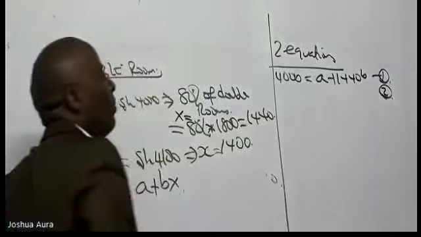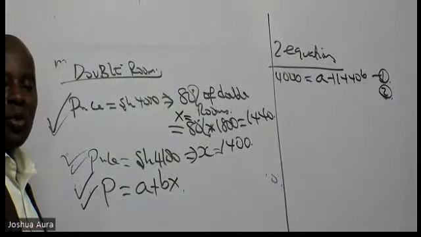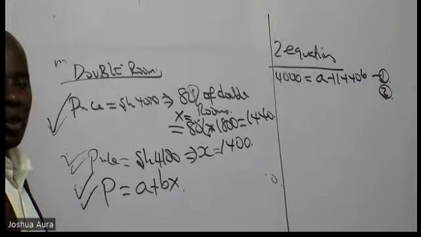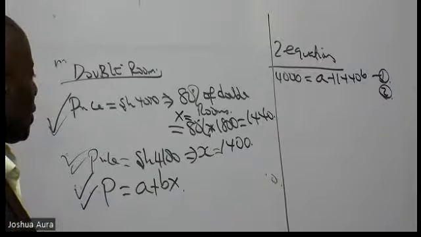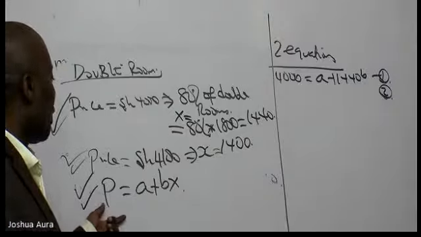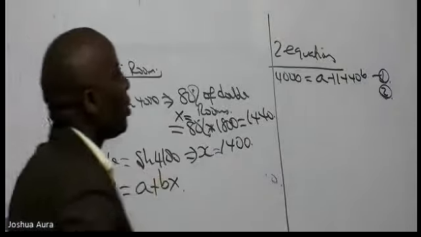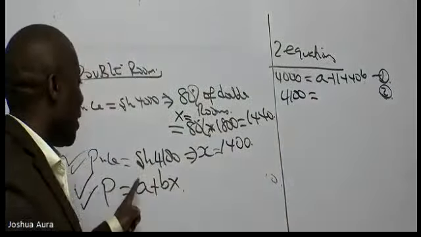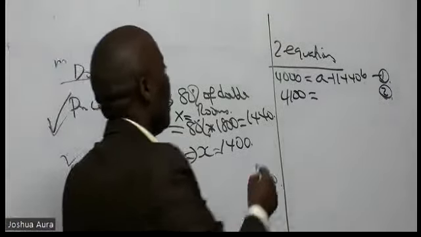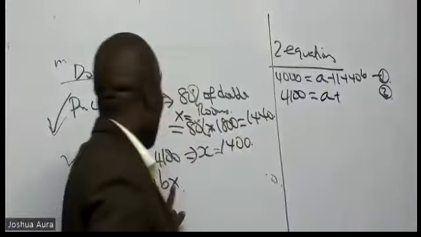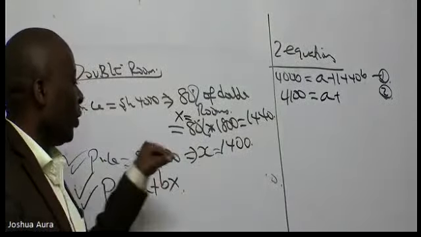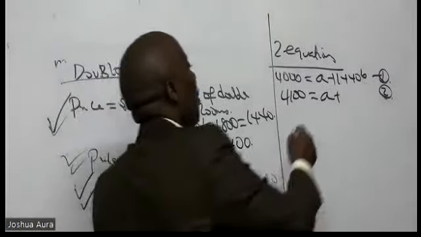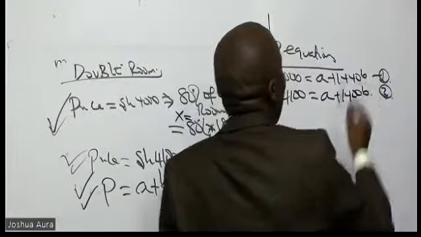How about equation number 2, using the second point? So equation number 2 will move like this. We know that the price for the second equation is 4,100. So 4,100 equals A, which I don't know for now, plus B times X, and X is 1,400, so 1,400B. So it will be A plus 1,400B, like that.